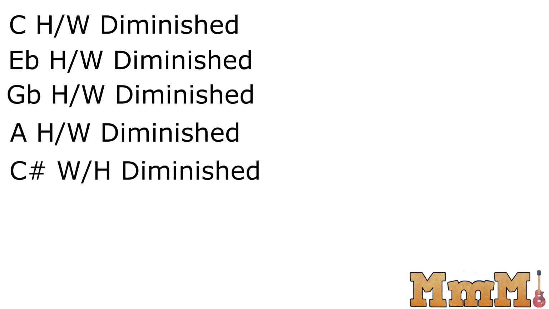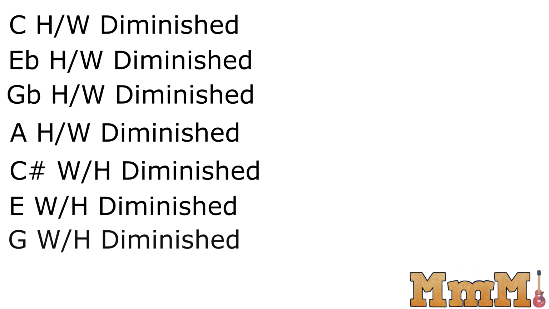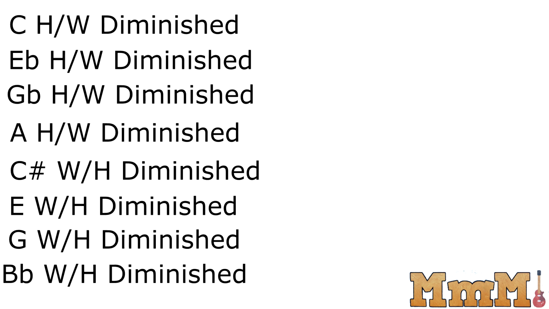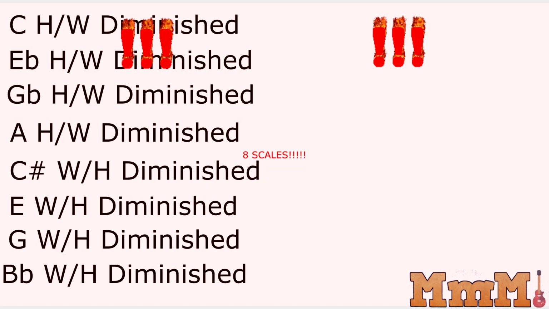As a side note, the symmetrical nature of these scales makes them a lot easier to learn on your instrument. Once you've learned a C half-whole diminished scale, you've also learned E flat half-whole, G flat half-whole, A half-whole, as well as C sharp whole-half, E whole-half, G whole-half, and B flat whole-half. That's a whole 8 scales for the price of one.